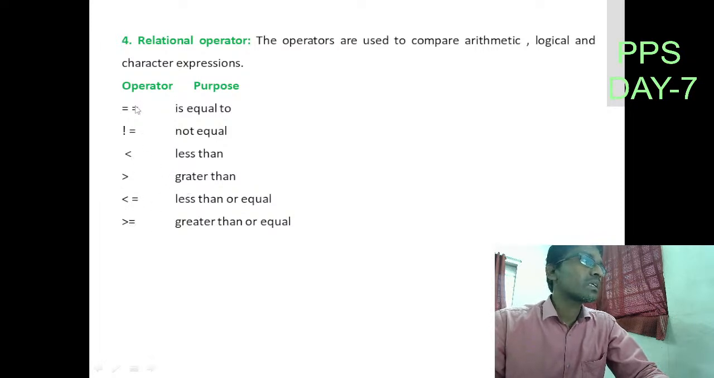What is the difference between equal, the assignment operator, and is equal to? The equal operator is used to assign values to identifiers or variables, whereas is equal to is used for comparison. At the time of comparing expressions or values, you have to use the is equal to symbol, that is, the double equal symbol. That is the only difference here.